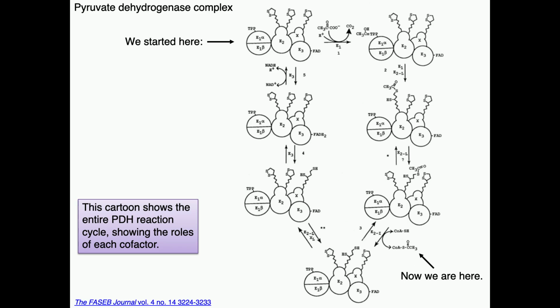You see that? Okay, so the rest of the reaction is a redox reaction. You get transfer of electrons from this lipoate to this lipoate. The electrons then transfer to FAD to reduce it. Then the electrons are transferred to NAD+ to make NADH, and then the enzyme is restored. Okay, clear?